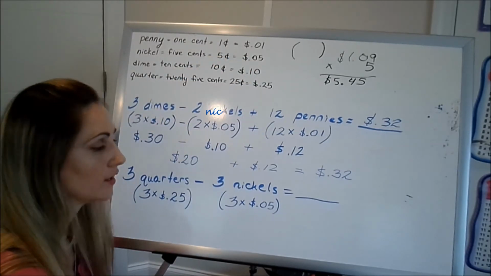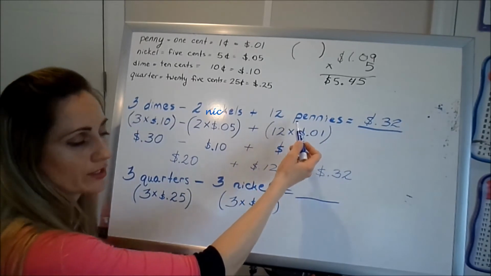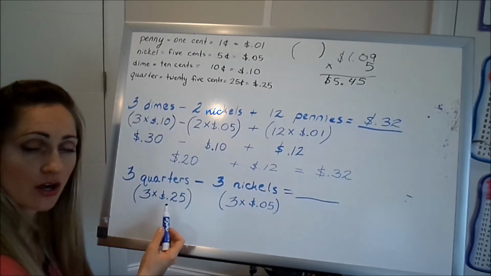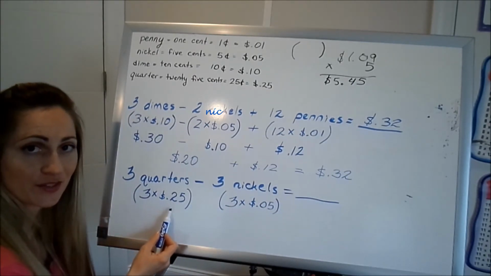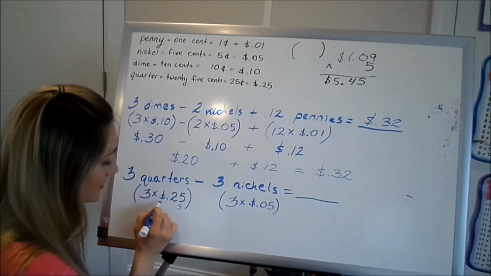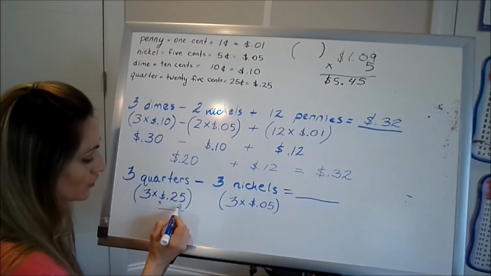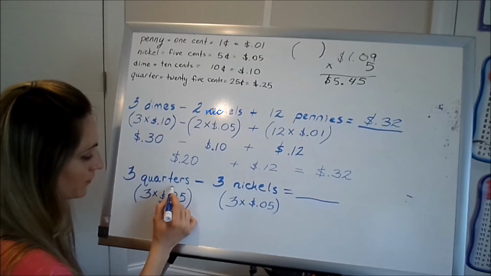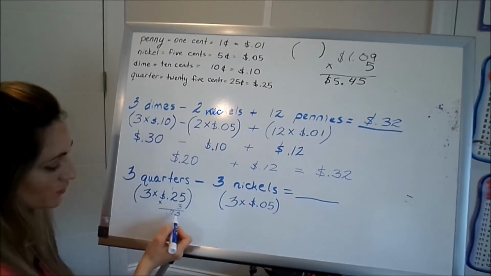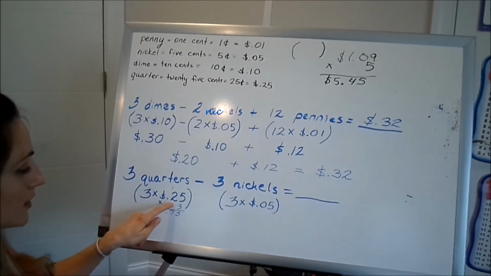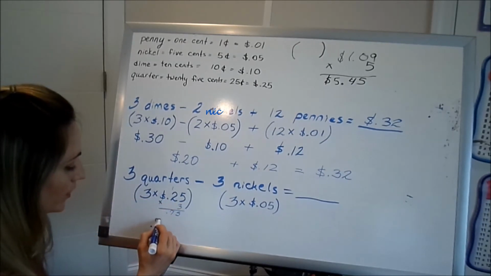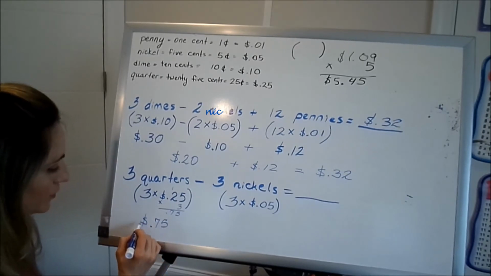Okay, now this was easy. You could really quickly figure out 12 pennies and just write 0.12 right there. But sometimes it gets a little harder, and if you don't know the value real quick, what you could do is quietly multiply down here and figure it out. 3 times 5, there's your 5, carry 1, 3 times 2 is 6, plus 1 is 7. And that's where your 75 comes in. So 3 quarters, 3 times 0.25 equals 0.75. There's your answer for this one.